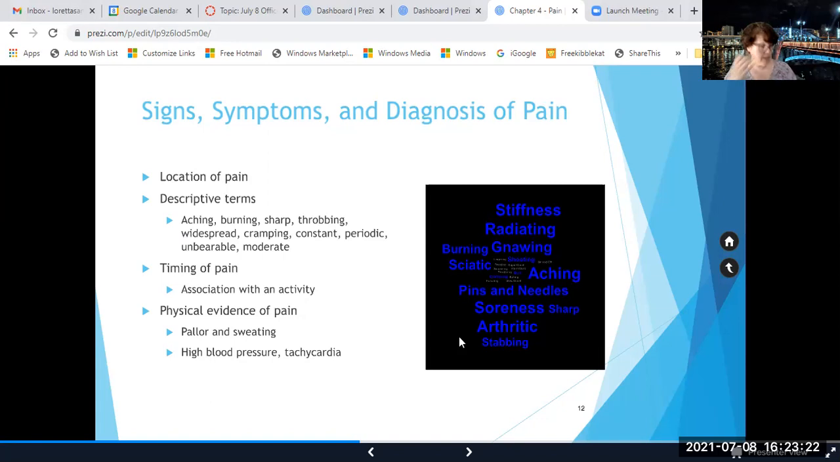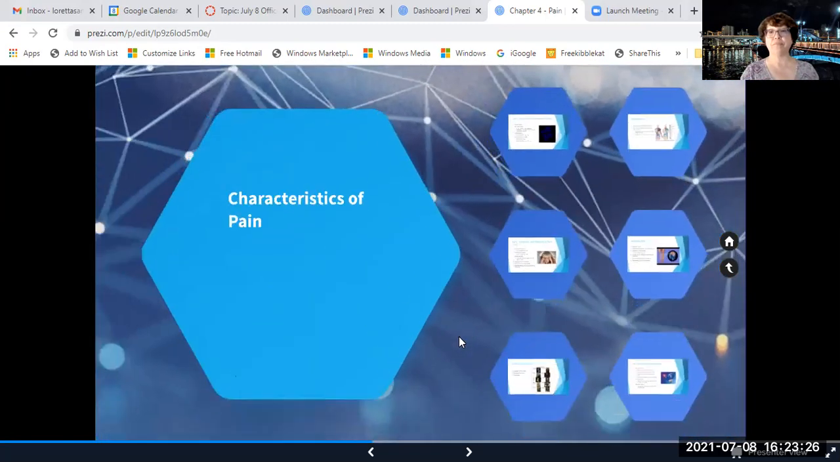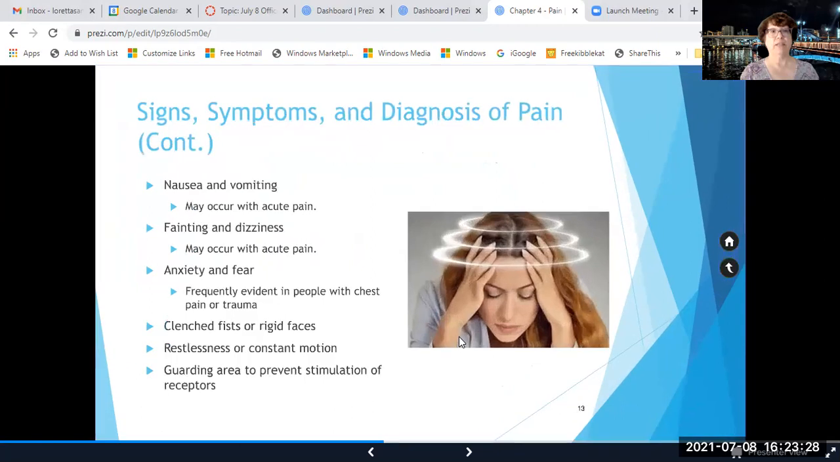Nausea and vomiting can be a sign of pain, depending on the type of pain. Fainting and dizziness may also occur with acute pain. Anxiety and fear are frequently evident in people with chest pain, but they might be present in other pain situations as well. So a lot of that has to do with cultural and societal norms that apply to that person.